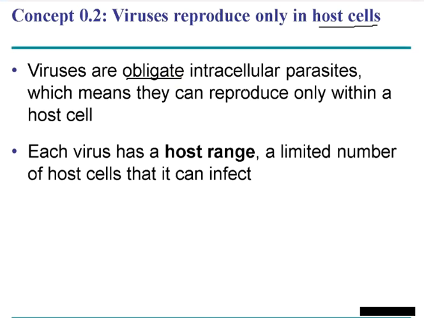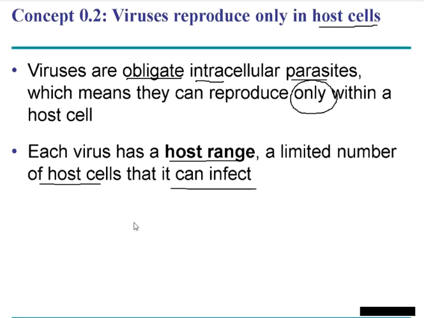So, obligate means compulsorily intracellular parasite, which means they can reproduce only within the host cell. And they have a host range, a limited number of host cells that they can infect. They cannot infect all of the hosts.